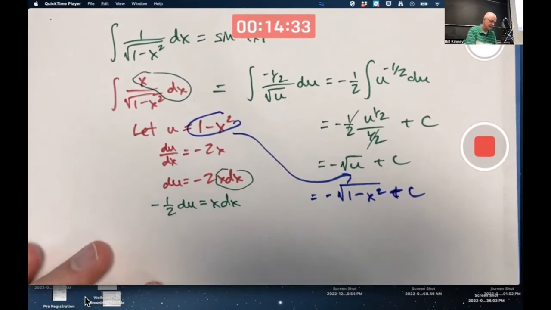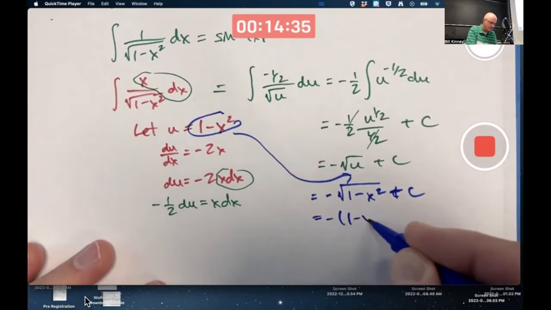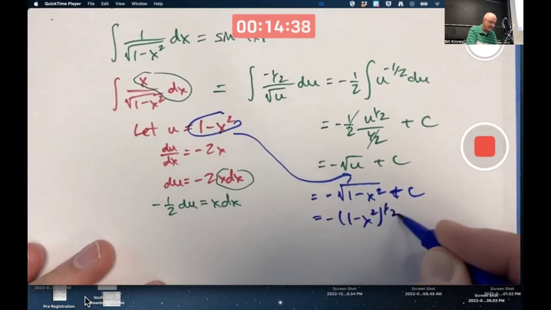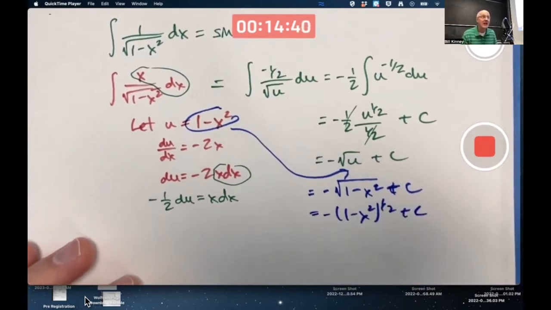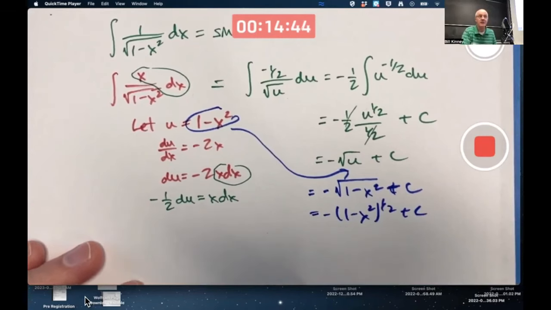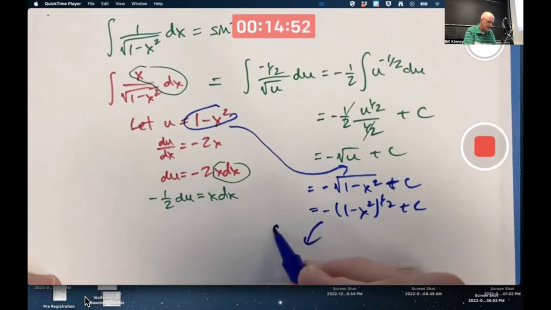Actually, I'm not guaranteeing I haven't made a mistake. How could you check this? By differentiation. Checking this is something you should be able to do on the test. Doing it like I'm doing, no, that's for calculus 2. But checking that this works by differentiation is something you should be able to do.